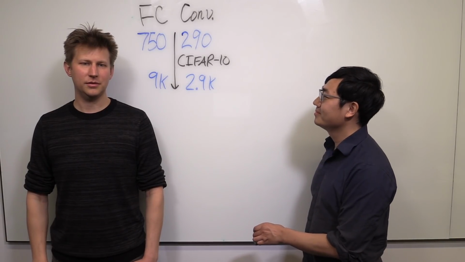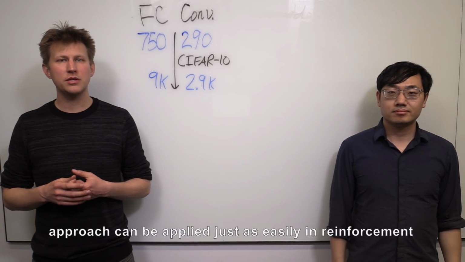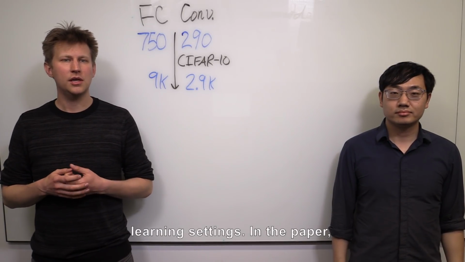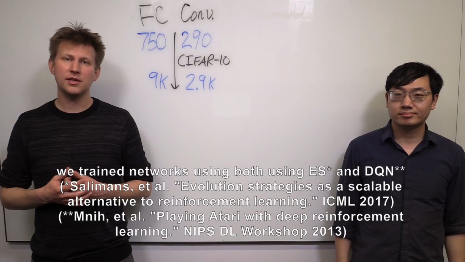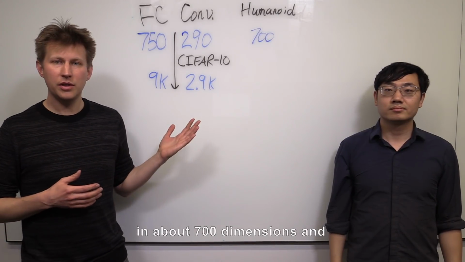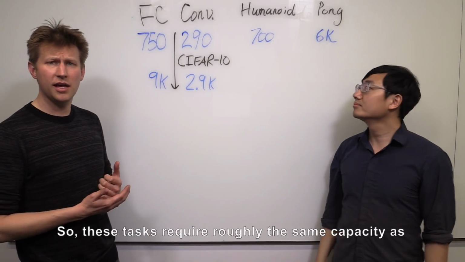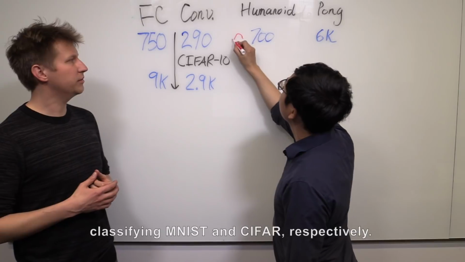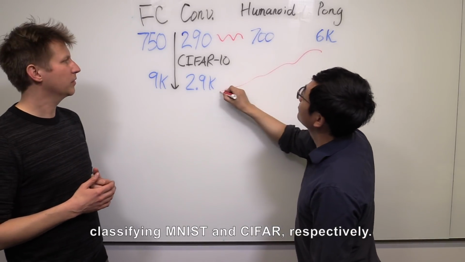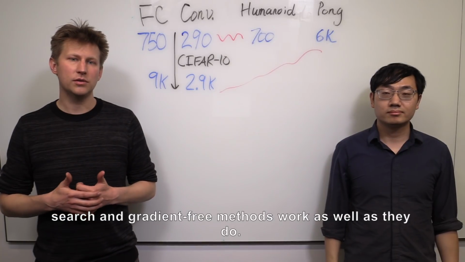As you might imagine, the whole subspace training approach can be applied just as easily in reinforcement learning settings. In the paper, we trained networks using both ES and DQN, and we found one can get a humanoid to walk in about 700 dimensions, and can play Atari Pong from pixels in 6,000. So these tasks require roughly the same capacity as classifying MNIST and CIFAR respectively. These relatively low dimensions may be why random search and gradient-free methods work as well as they do.